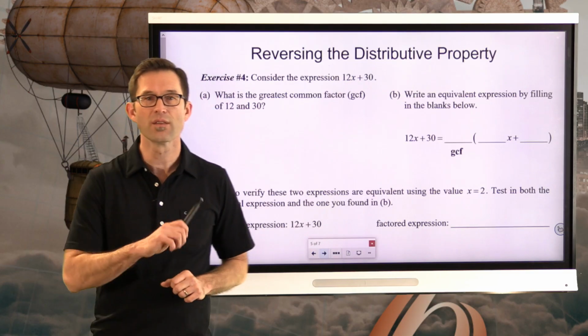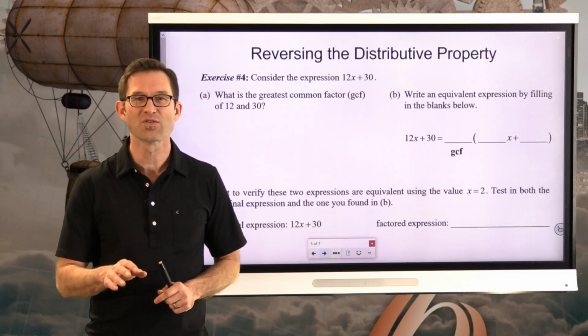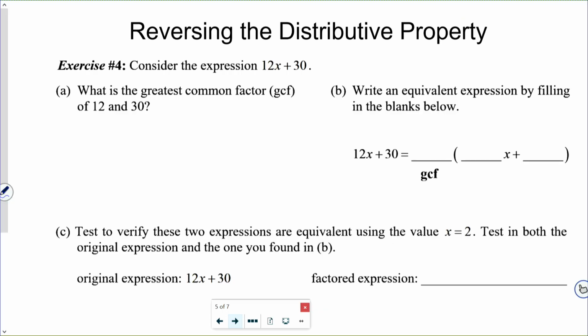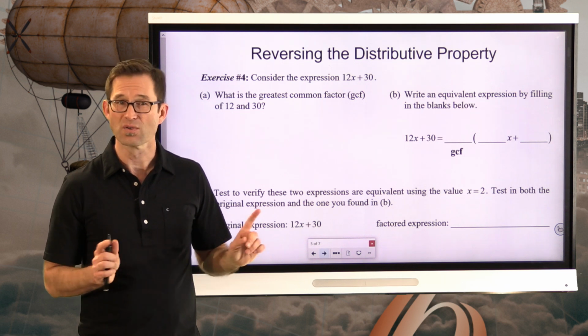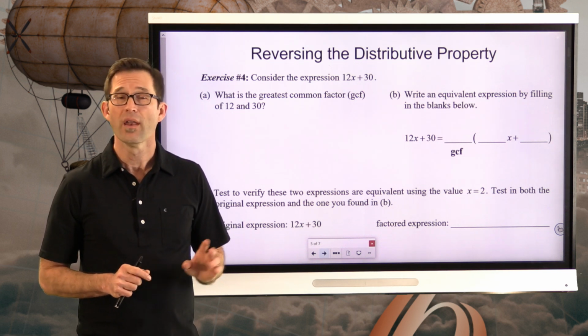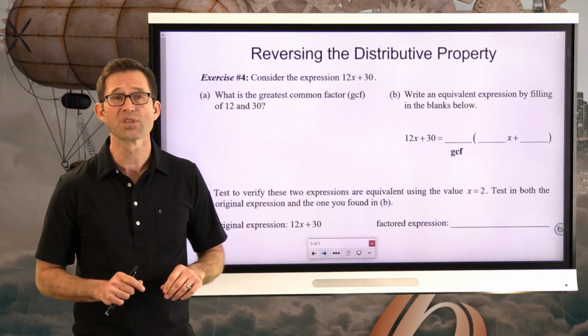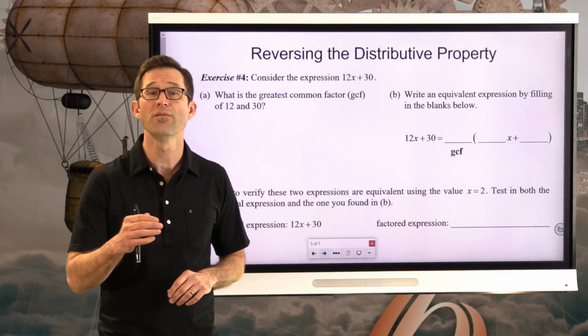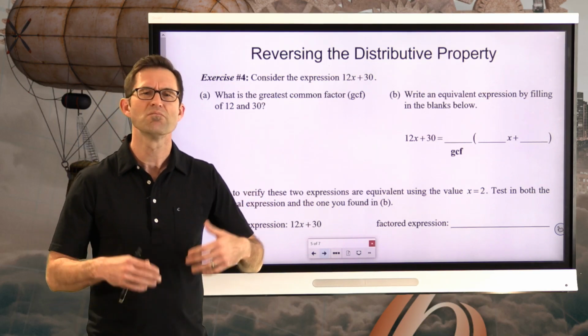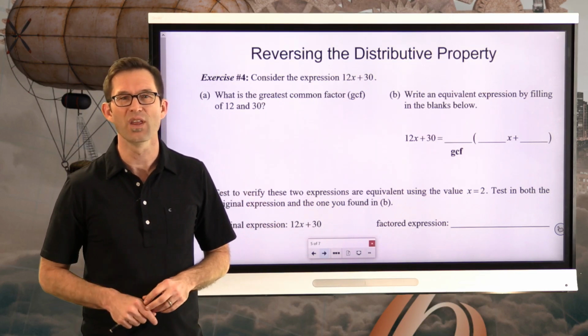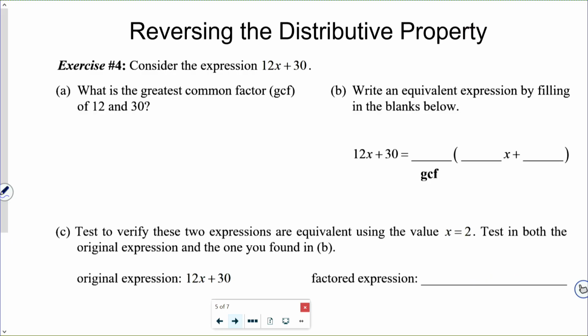All right, reversing the distributive property, always ahead of myself. Exercise number 4. Consider the expression 12x plus 30. What is the greatest common factor, the GCF, of 12 and 30? I'd like you to pause the video right now because we worked on GCFs earlier this year. Remember, the greatest common factor of two numbers can also be thought of as the greatest common divisor of the two numbers, the largest number that goes into both of these nicely, if you will. Pause the video and see if you can figure that out.